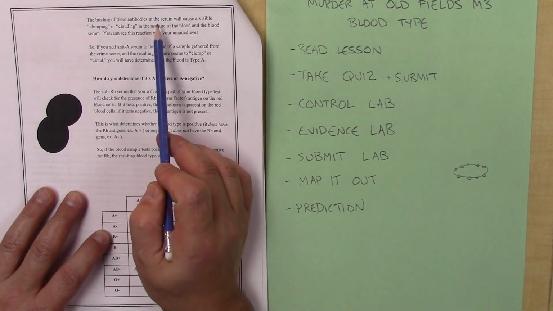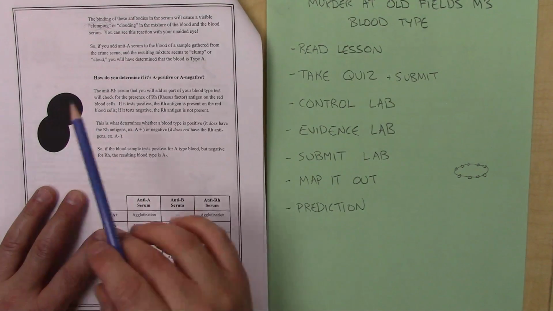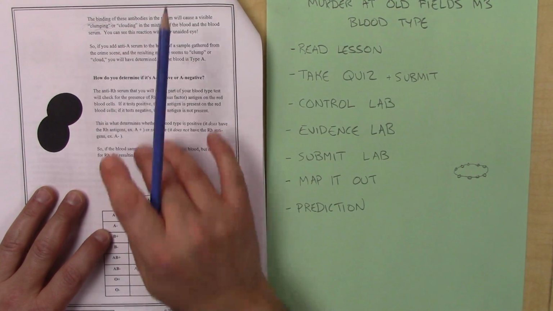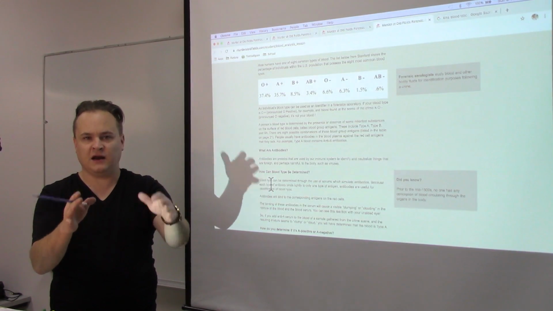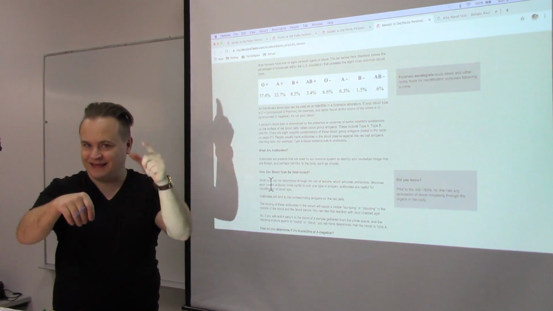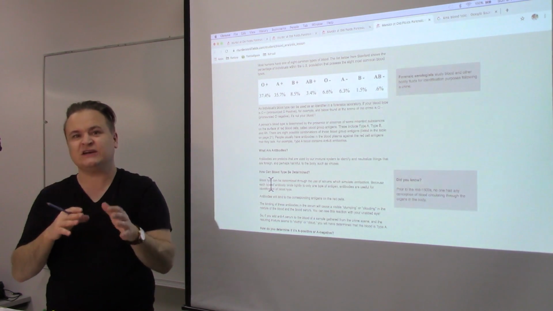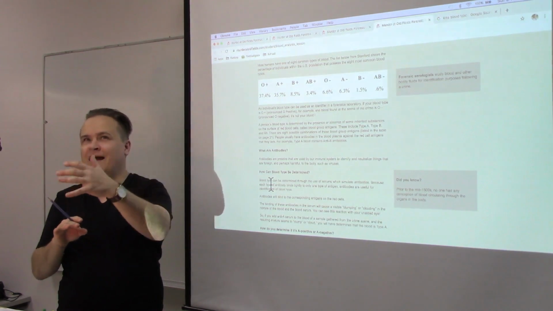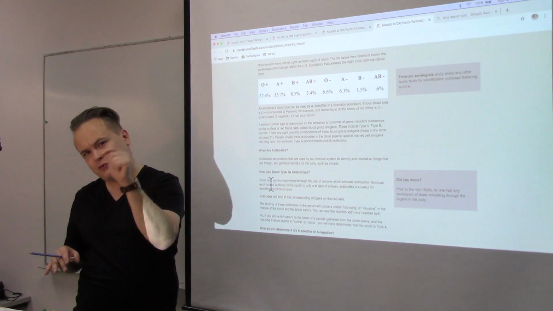The binding of these antibodies in the serum will cause clumping, and this is the key. Clumping, or clouding in the mixture, is very important. You can see this reaction. Now, when you see clumping, you know you've got something, and I'll explain that right away. So when you add things to the different blood types, it'll either clump or not clump, and that's how you're going to make identifications about what blood type it is. It's a little confusing right now, but when you do the lab, you will understand.